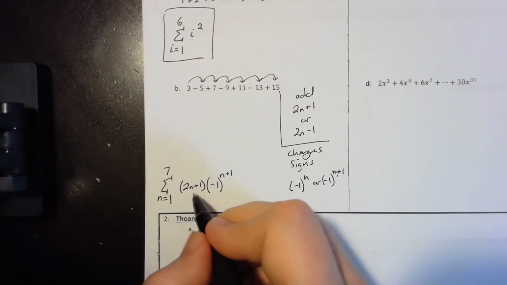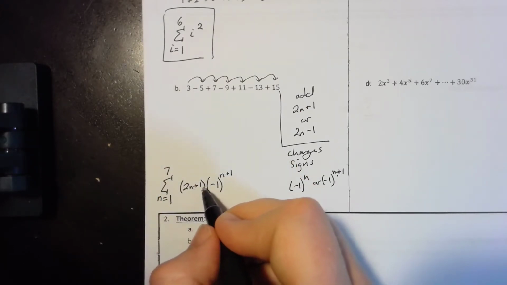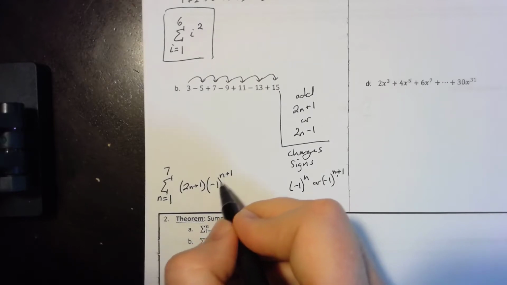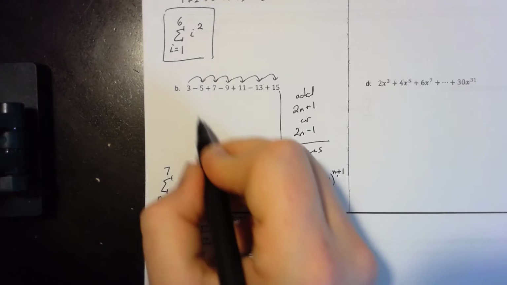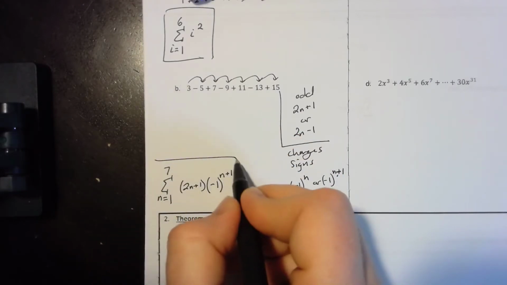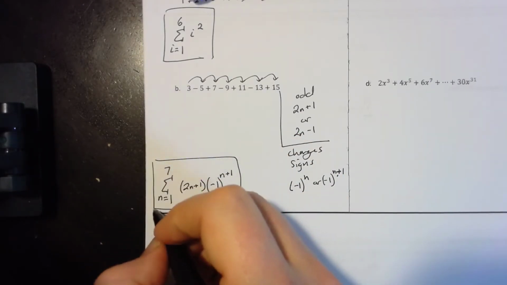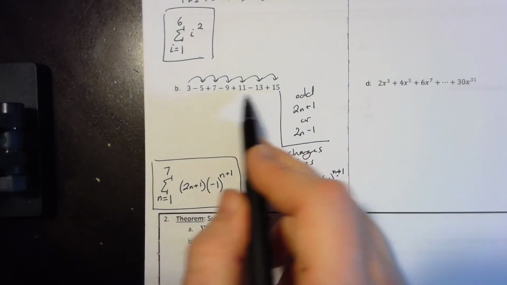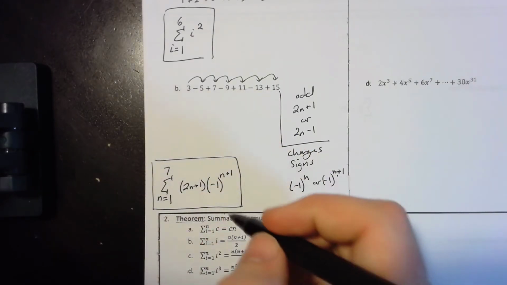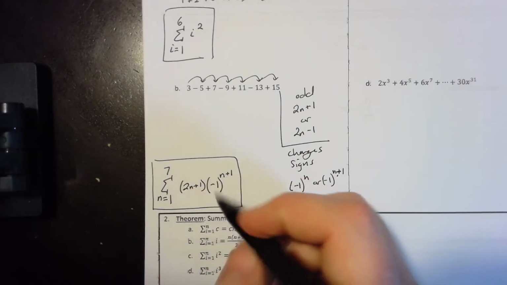If I try and plug in 2, that's going to give me back 5 here, multiplied by, when I plug in 2 here, I'm going to have negative 1 to the power of 3, which is negative. And therefore, 5 times a negative 1 is a negative 5. This summation, using guess and check, seems to provide us with this list of terms. Okay? Again, there are other ways to answer this summation. This is not the only way.